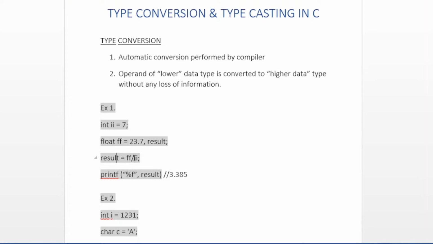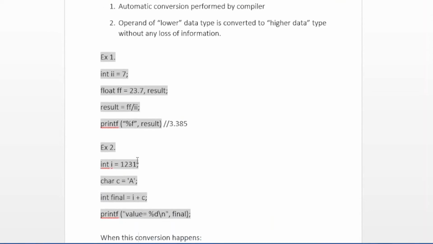So here first ii will be converted automatically by the compiler to float. Once it is converted, then this division will take place and then the result of this expression will be assigned to result, and in this line we are simply printing the value of result, which is 3.385. So here the compiler automatically performed the conversion from integer to float. Now both of these operands have common type, and once the type is common, the operation will take place. So this is the first example, and now the second example.